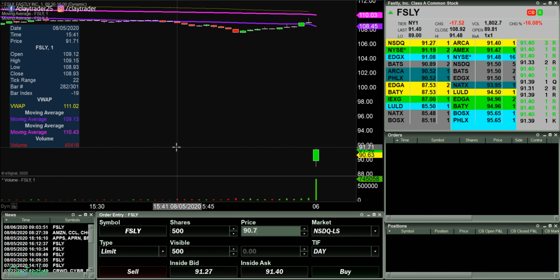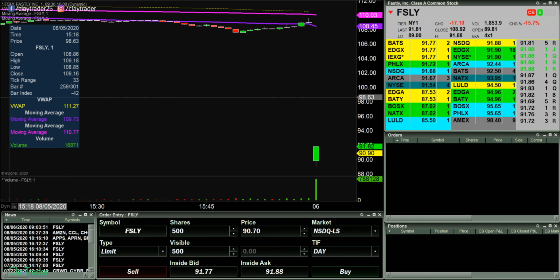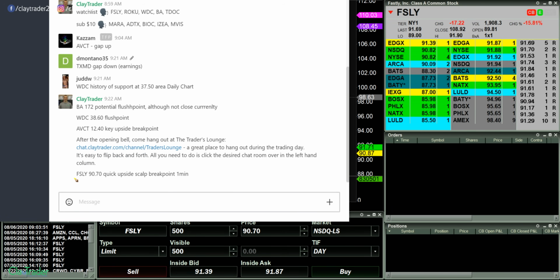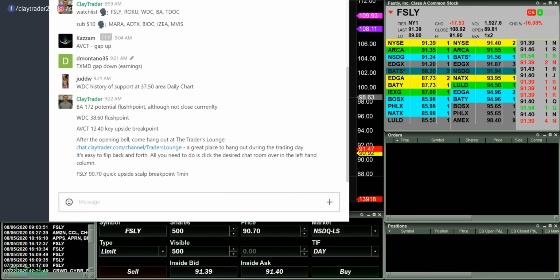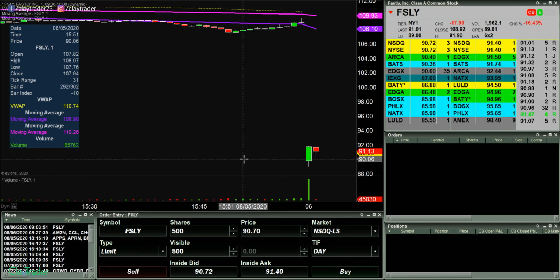But it is bouncing now, which is good. And I'll show the alert that I made. Bummer. Well, congratulations to any of you members that actually took that. Real quick, you can see right there. Made that alert. 90.70, quick upside scalp break point. So for those of you that were able to get in there, fantastic.